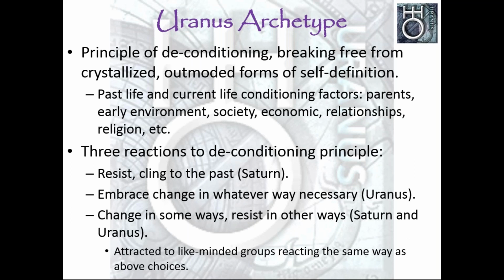Now, all of us then, you will hear about Uranus being the sign of friendship in some of your traditional astrology. Well, what this is, being fixed air, is we are attracted to people who have the same mental attitudes as we do. So we become attracted to like-minded groups that will react the same way we do, and we bond with those groups.